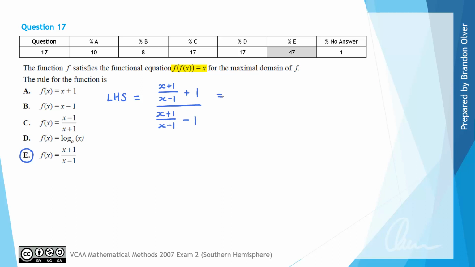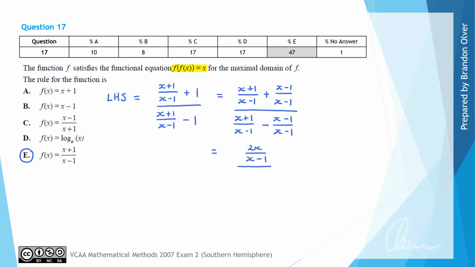And then this would be equal to x plus 1 divided by x subtract 1 plus, and then we'd want a common denominator. So instead of adding 1, I'm going to add x take 1 over x take 1 on the top line. And then all of that is divided by x plus 1 over x take 1, take, and then instead of subtracting 1, I'm going to subtract a term with a common denominator, which would be x take 1 over x take 1 just there. And then the top line of the fraction would be x plus 1 plus x take 1, which would actually give 2x. And then it would still be divided by x subtract 1.